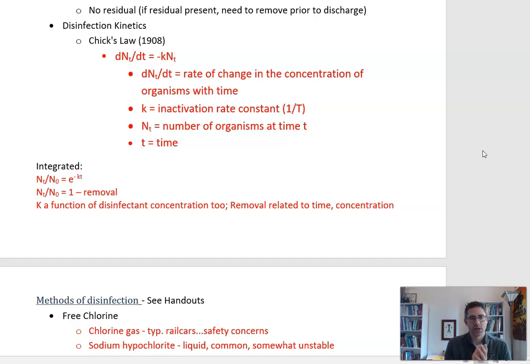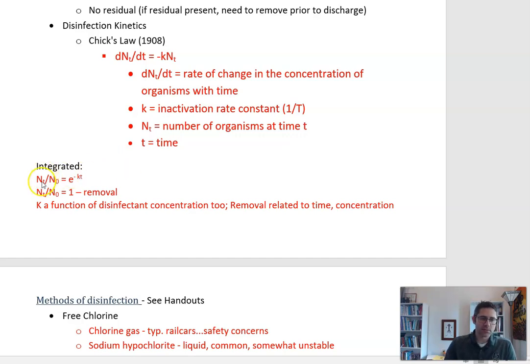So Chick's Law is a really simple first-order kinetic law that says the rate of change in the concentration of organisms with time, the change in the number of organisms with time, is equal to negative k, which is an inactivation rate constant, times the number of organisms that are there. Essentially, the disappearance is proportional to how many are present. Simple, first order. We have a lot of experience with these now, and we can integrate them and get a similar equation to what we've seen before.